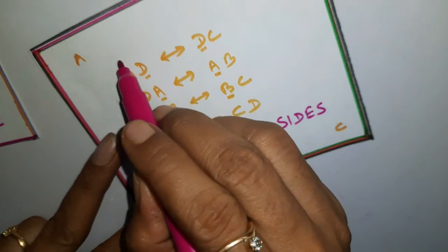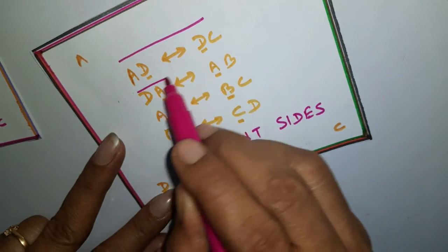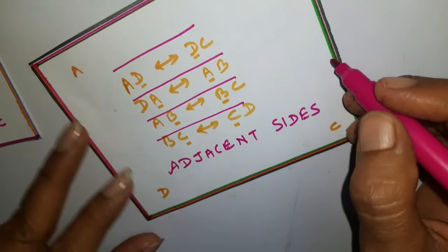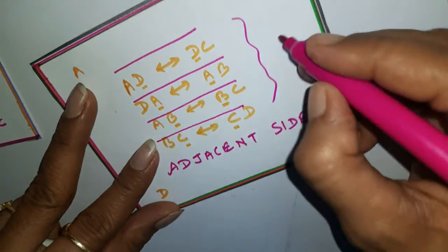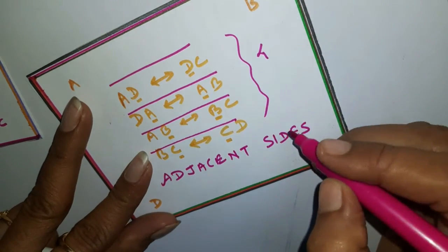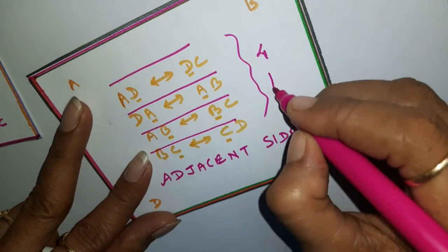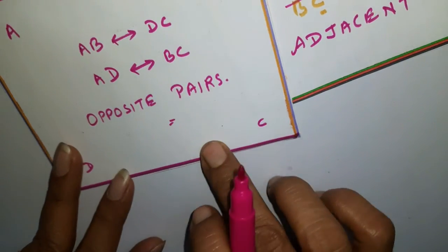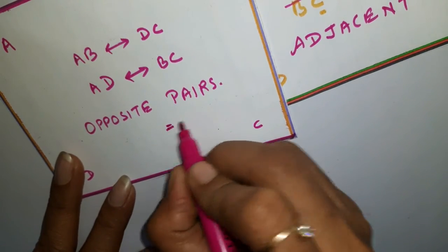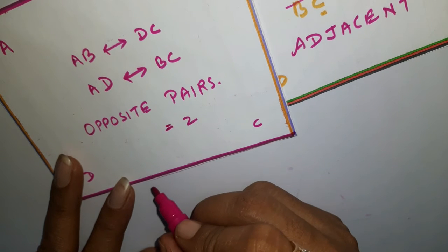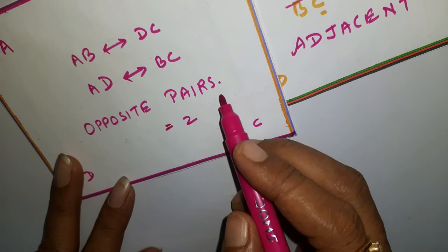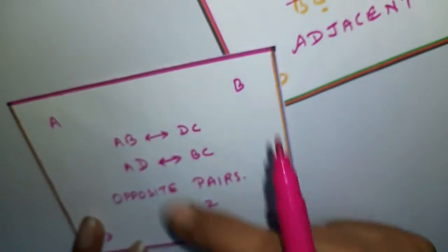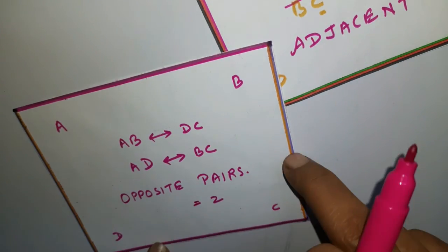So this is one pair, this is the second pair, this is the third pair, and this is the fourth pair. So in total how many pairs of adjacent sides do we have in a four-sided figure? 4 pairs. Whereas in case of opposite sides we have only 2 pairs of opposite sides. How many opposite pairs are there? Only 2. This is opposite to this, and this is opposite to this.